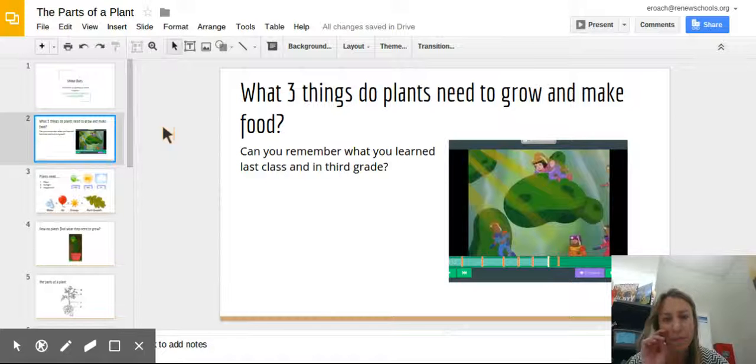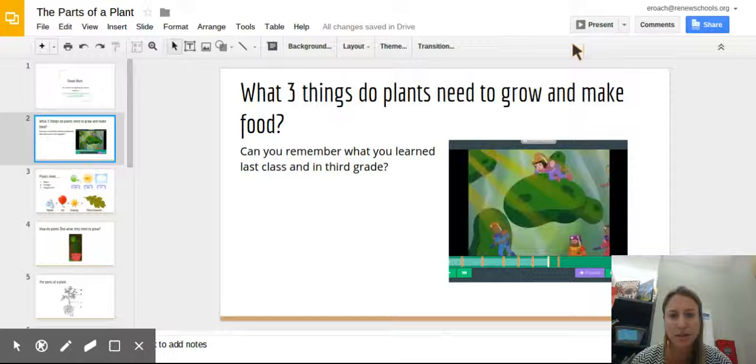You know what plants need to grow and to make food. You learned this from the Magic School Bus. Can you remember what you learned last class and in third grade? List the 3 things that plants need to grow in your Educated question.